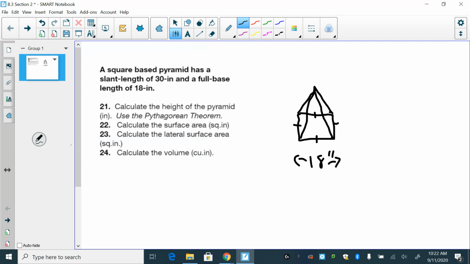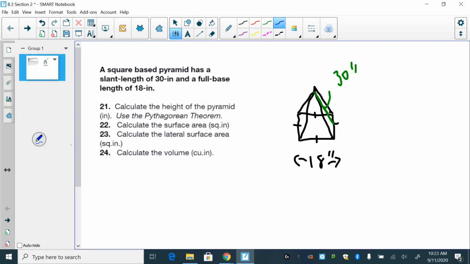And we have a slant length of 30 inches. That would be along this side right here, and you can do it on any face. I'll just do it on this face so you can see it a bit better. So it's slanted. I'm going to go like that. So that's 30 inches. And it says calculate the height of the pyramid.